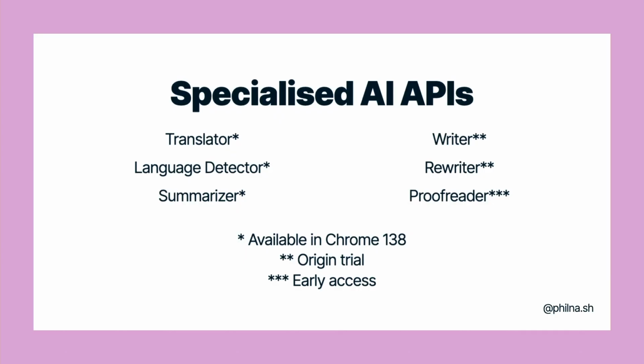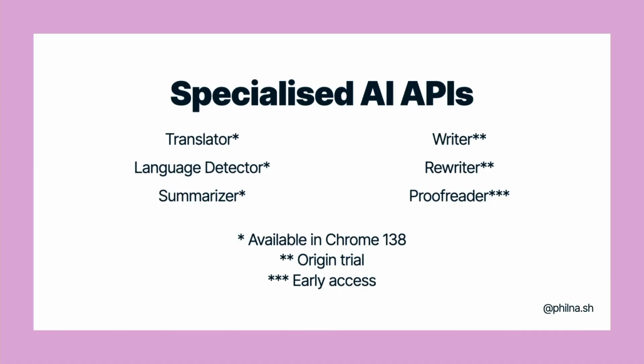The language detector, which is also useful. The summarizer, which speaks for itself. That takes large blocks of text and summarizes it. Those 3 are actually all available today in Chrome 138. So you can, in Chrome at least, progressively enhance your application with translation or summarization if you want to.